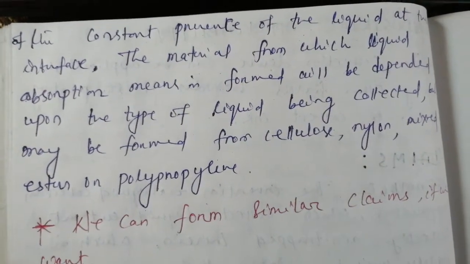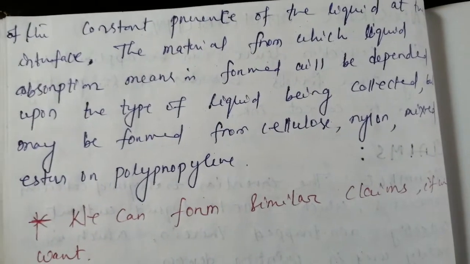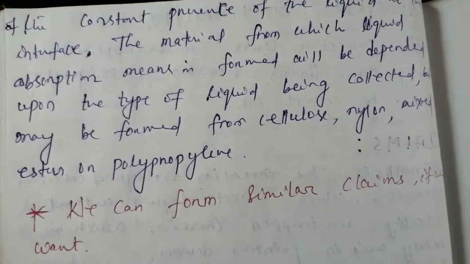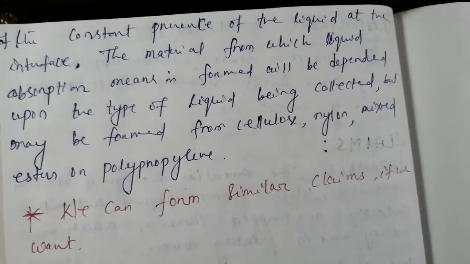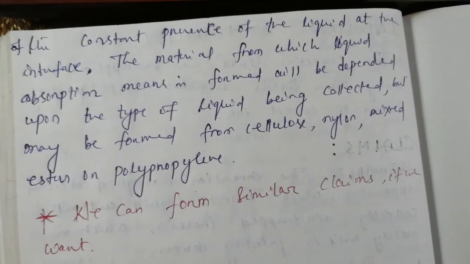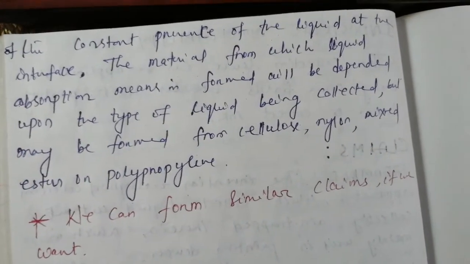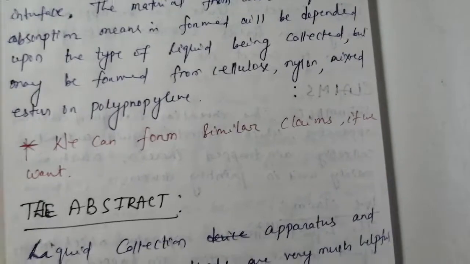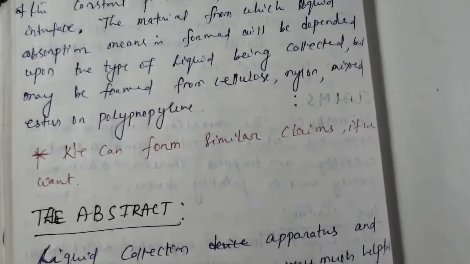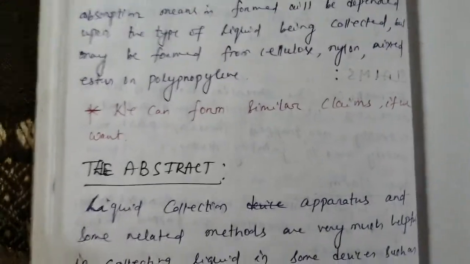The material from which liquid absorption means is formed will be dependent upon the type of liquid being collected. Okay, but may be formed from, or we can say this may be formed from cellulose, nylon, mixed esters or polypropylene, etc. Now we can form similar claims if we want, because as in the question it is asked to write 2 claims only, so that's why I have written here 2 claims. You can write further as well.